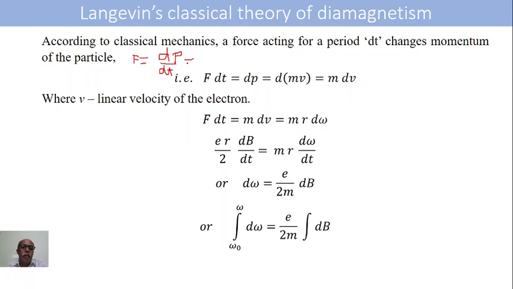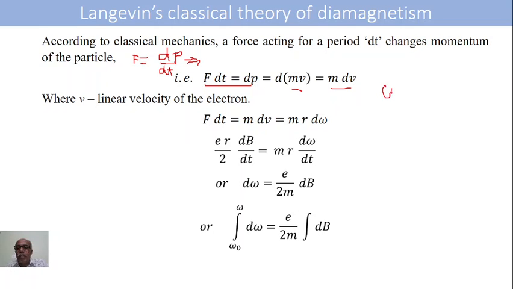Or in other words, this implies F into dt is equal to dP. F into dt equals dP, where P is the momentum, that is the product of mass and velocity. Here m is considered as constant. Mass of the electron is assumed to be constant. Therefore it is m into dV. F into dt will be equal to m into dV, where v is the linear velocity of the electron and m is its mass.